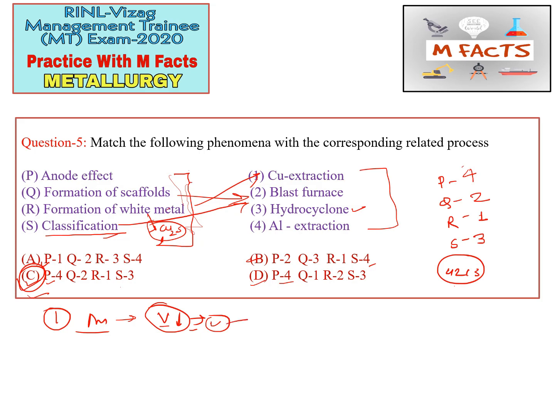So how can we prevent the anode effect? By adding sufficient alumina. So this is basically related to aluminum extraction. The second one is formation of scaffolds. Scaffold is basically the irregularity of the blast furnace. We have seen irregularity of blast furnace in video part 2 of the RINL Vizag Management Trainee Exam 2020.